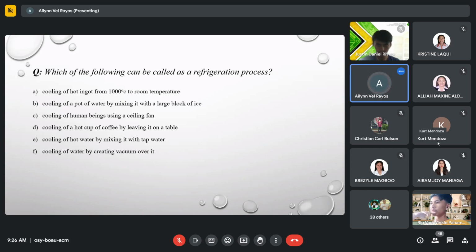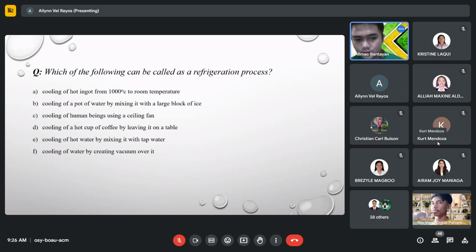Okay, so next, last item is Alma. Po, ma'am. Siguro po, cooling of water by creating vacuum over it. Ano po, siguro po siya ay not refrigeration.